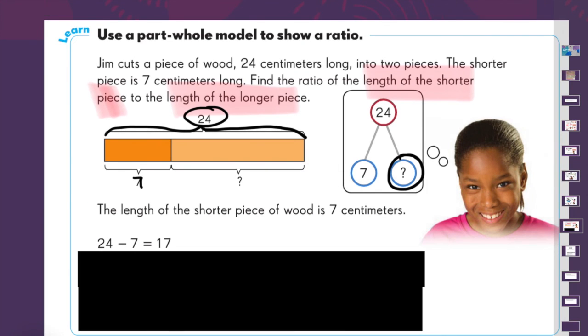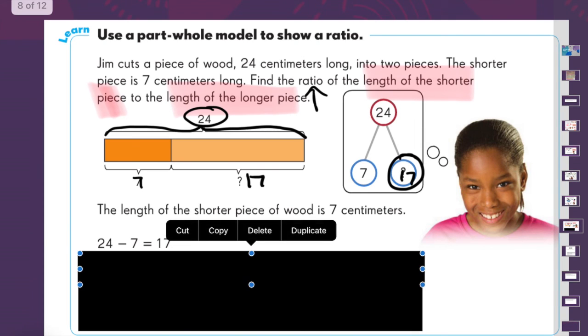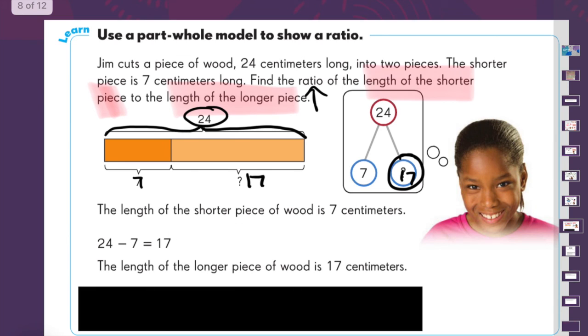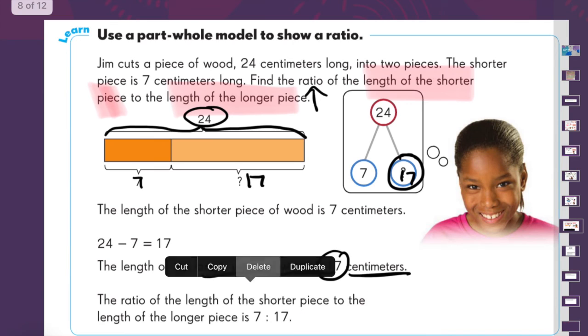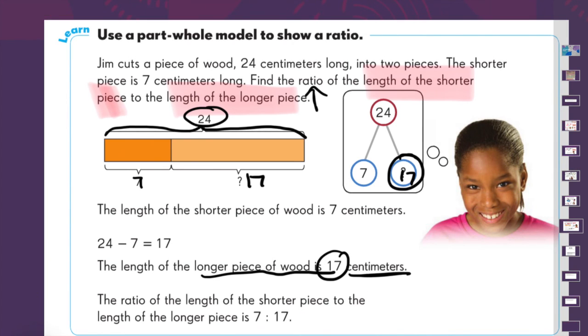And so 24 minus 7 is 17. So that missing side length is 17. Now we can make our ratio. The length of the longer piece of wood is 17 centimeters. The first length needs to be the shorter side, and the second length needs to be the longer side. So the ratio would be 7 to 17.